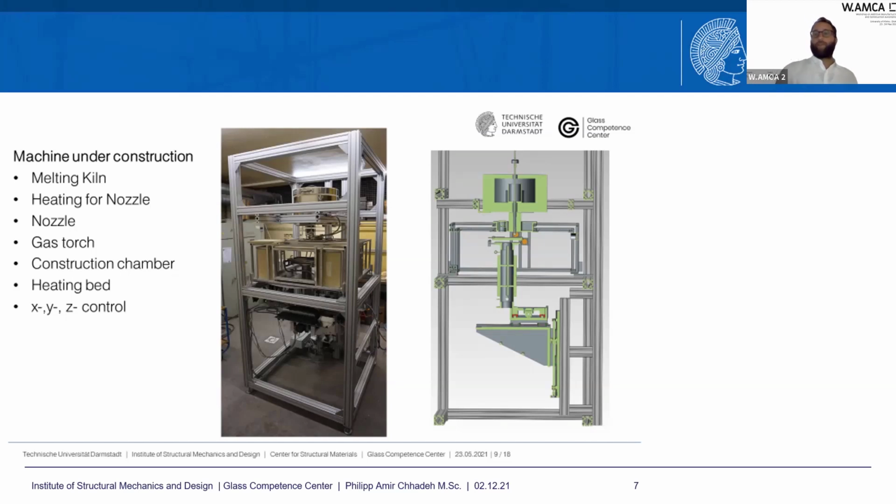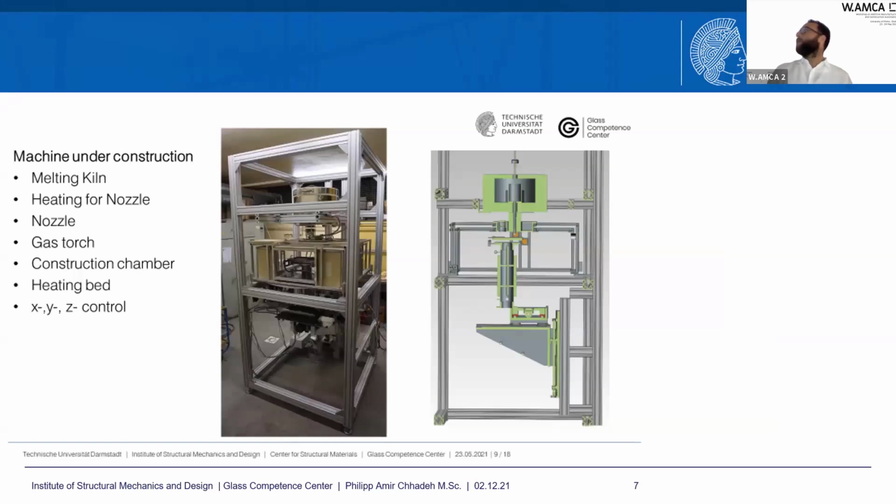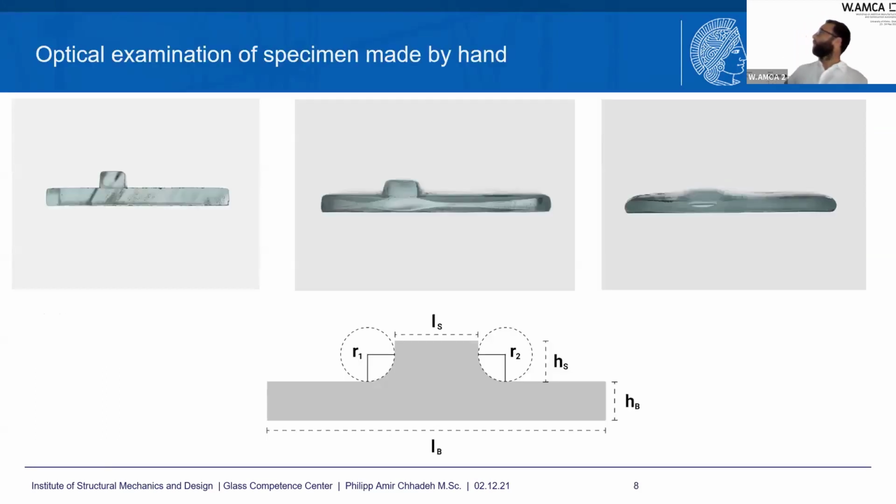Now I just have to go one slide back, because then the storytelling is a bit more consistent. Regarding our point-fused glass, we need to transfer load from this additive strip or point or line of glass to the glass plate. This is what I was focusing on in a preliminary study with a bachelor student, and also beforehand a bit more. We tried to make our own handmade specimen.